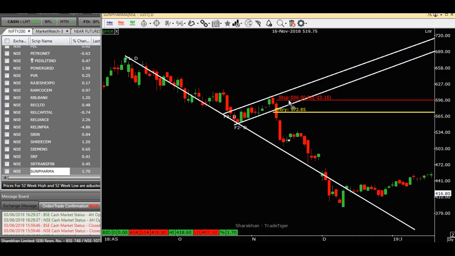Now target in this case can simply be the low of the flag, meaning where the flag starts to pull back from, we can keep that as our target.